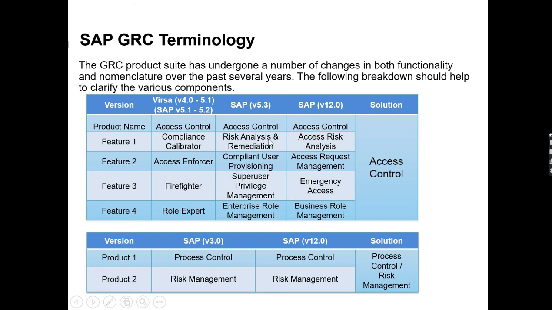Okay, so here we are analyzing risk. Here also we are analyzing risk. It is about how to provide access to the user. Here also we are providing access to the users, user management related activity. Super User Privilege Management is related to the elevated access which we are going to provide to the users. Here also we are doing the same. Here only the name changed: Enterprise Role Management is now Business Role Management, but we are creating and modifying roles in this module. The remaining two are the same, Process Control and Risk Management, the names are still the same.